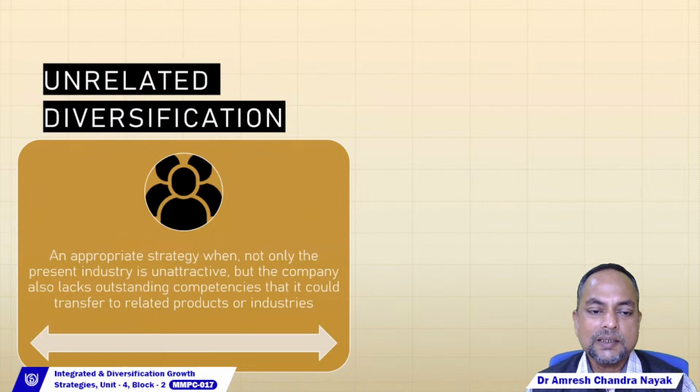But what you need to understand is that whenever you don't have those kinds of competencies and the market is not at all that attractive, you don't have a choice other than to go for external or unrelated product, unrelated industry, what we call conglomerate diversification, right? And we do have many such examples of this conglomerate diversification.